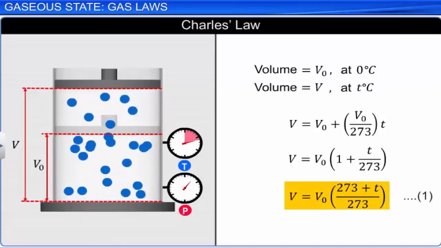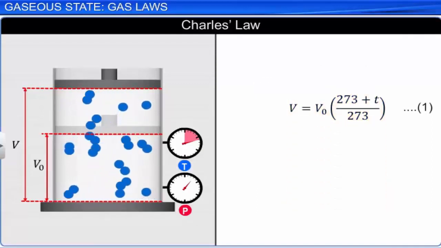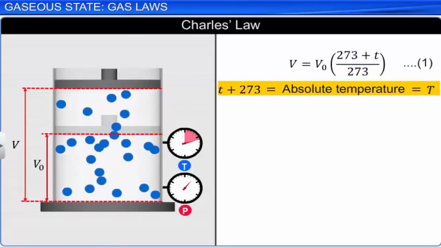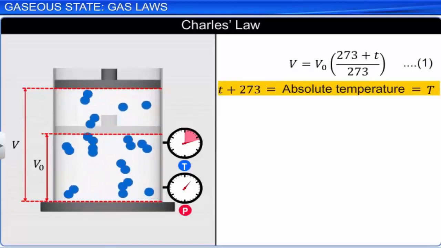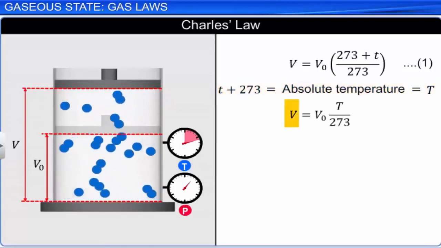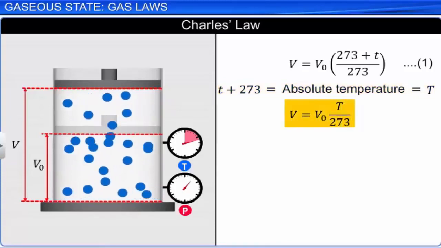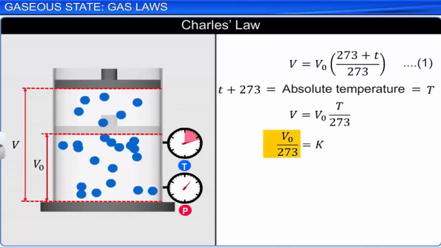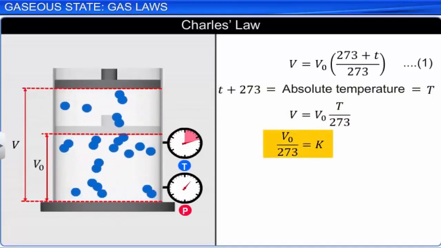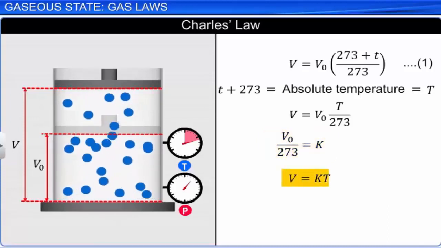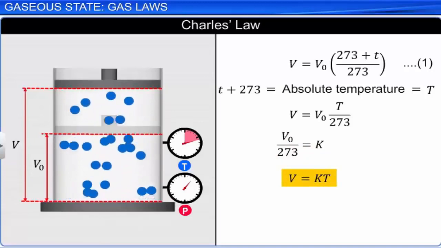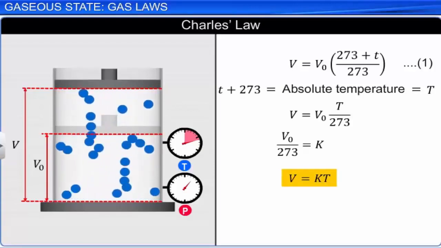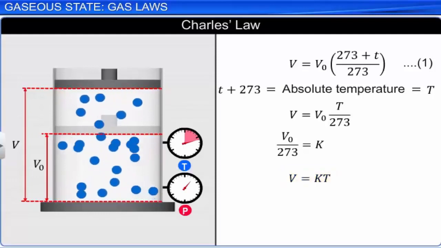We know that T plus 273 is nothing but absolute temperature in Kelvin scale. Writing T plus 273 as T, we get V is equal to V0 into T divided by 273. But for a given mass of a gas, V0 by 273 is equal to constant. Therefore, V is equal to KT, where K is a constant. Remember, temperature T is in Kelvin scale. This is a mathematical expression for Charles' law, which states that the volume of a fixed mass of a gas is directly proportional to its absolute temperature if the pressure is kept constant.